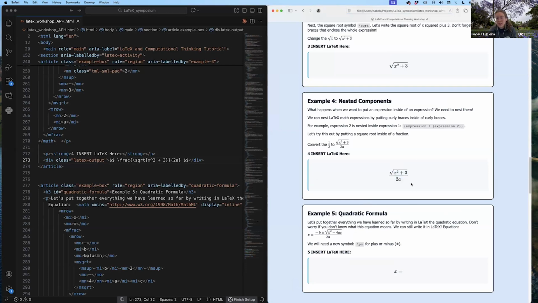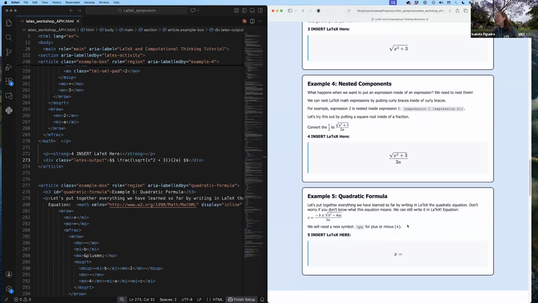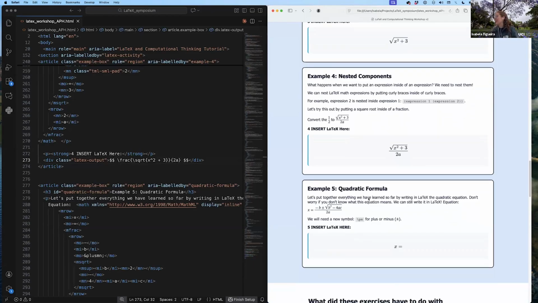Now that we've done all of these different elements, let's try to write the quadratic equation in example 5. We can put everything that we've learned so far together. And don't worry if you don't know what this equation means. We don't need to know what it means to write the math equation in LaTeX.